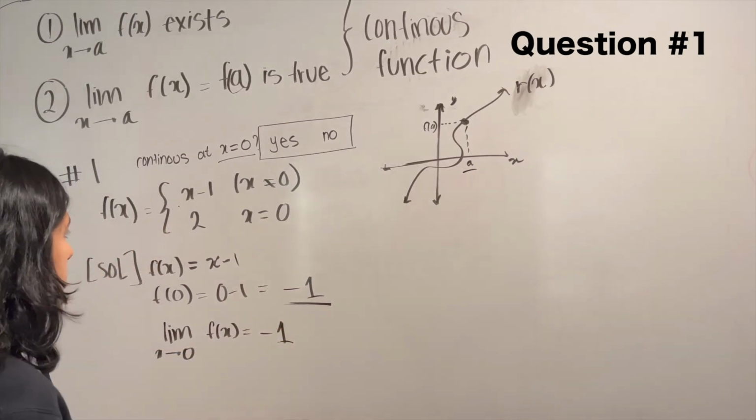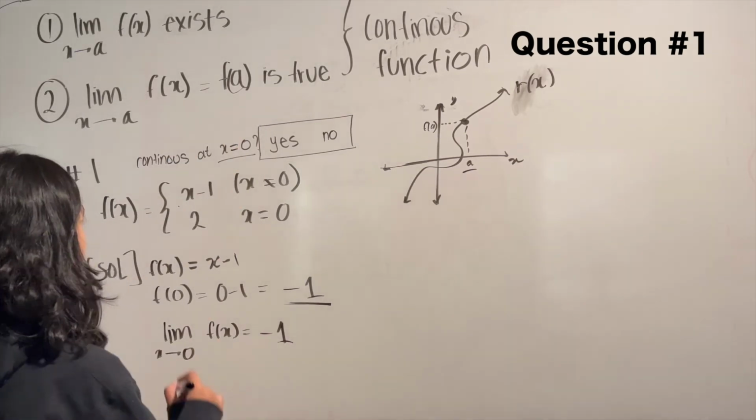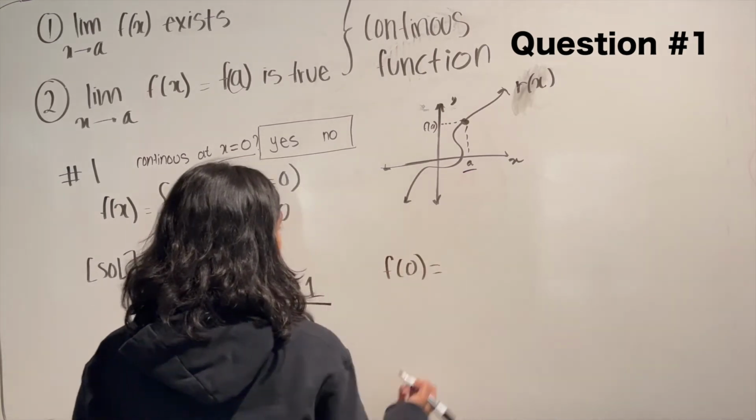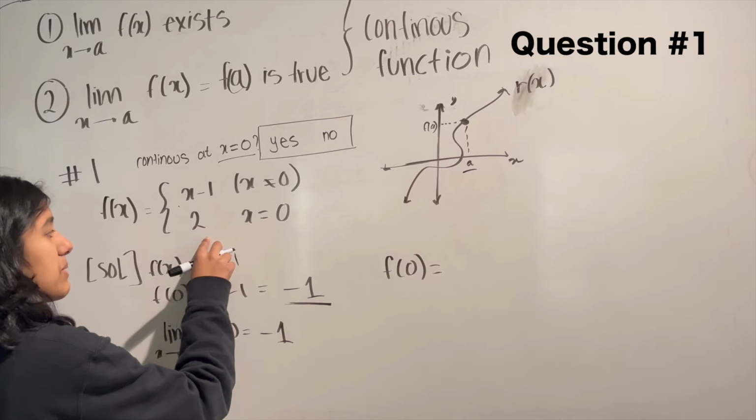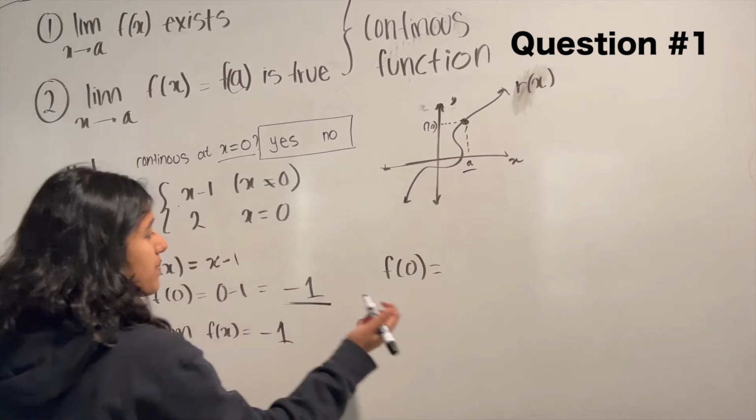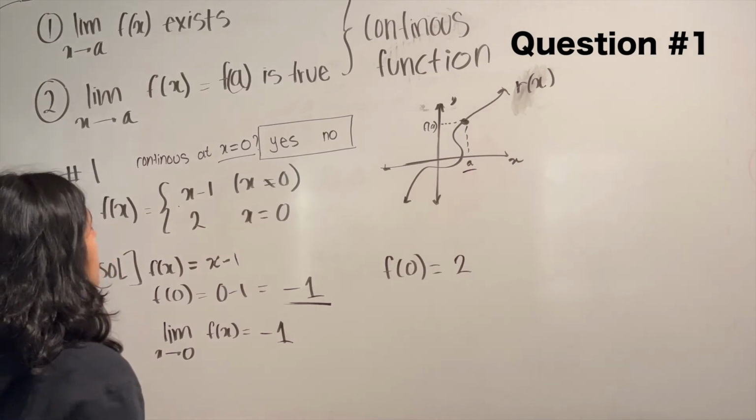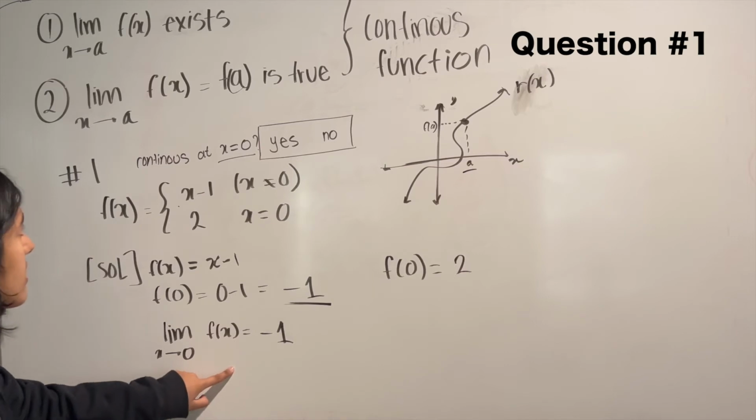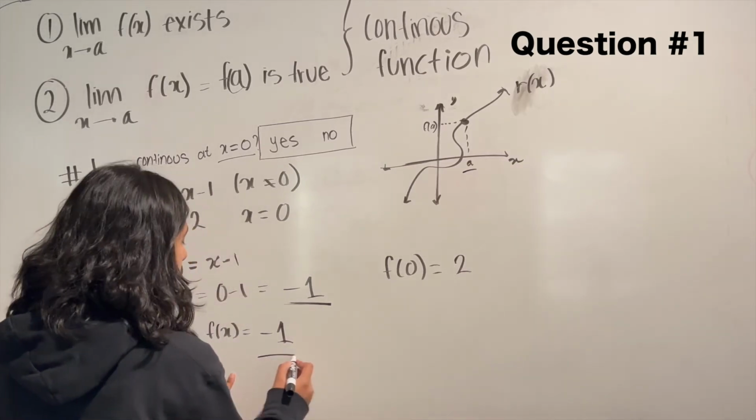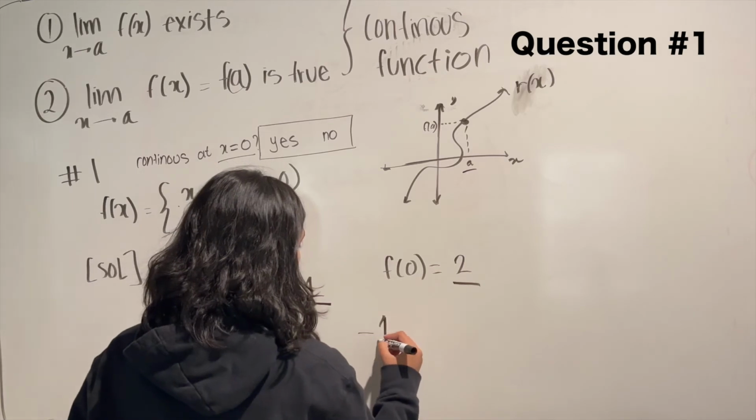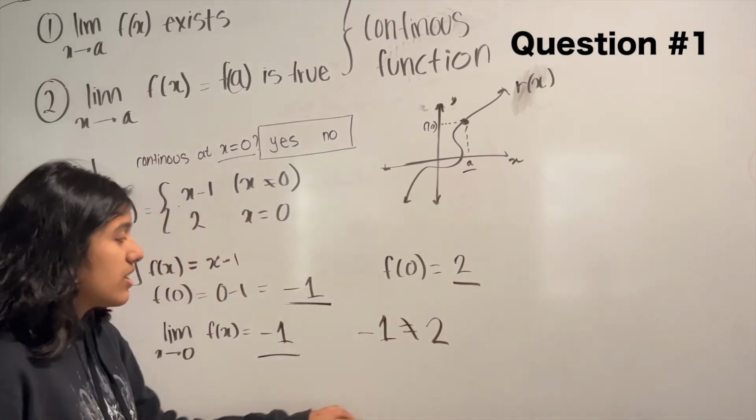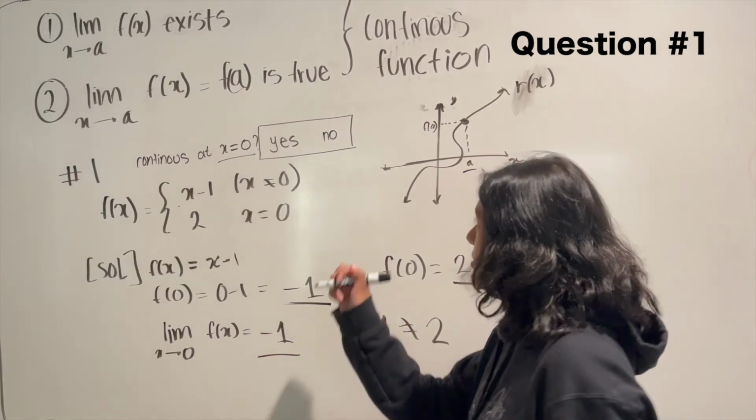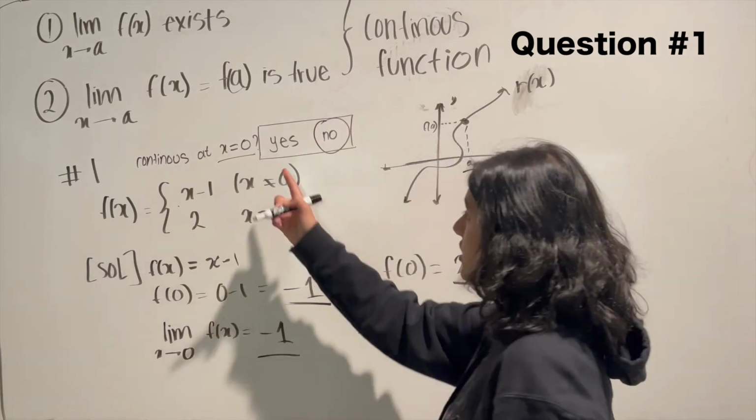So we can also write this as the limit as x tends to 0 of f of x equals negative 1. Now let's try to find f of a. We know that a is 0, so we have f of 0. And we know that f of 0 is 2, because when x equals 0, f of x equals 2. Now this says the limit as x tends to a of f of x, is that equal to f of a? Is negative 1 equal to 2? Well, we know that negative 1 is not equal to 2. So this means that this function is discontinuous at x equals 0. So we're going to say no, it's not continuous at x equals 0.